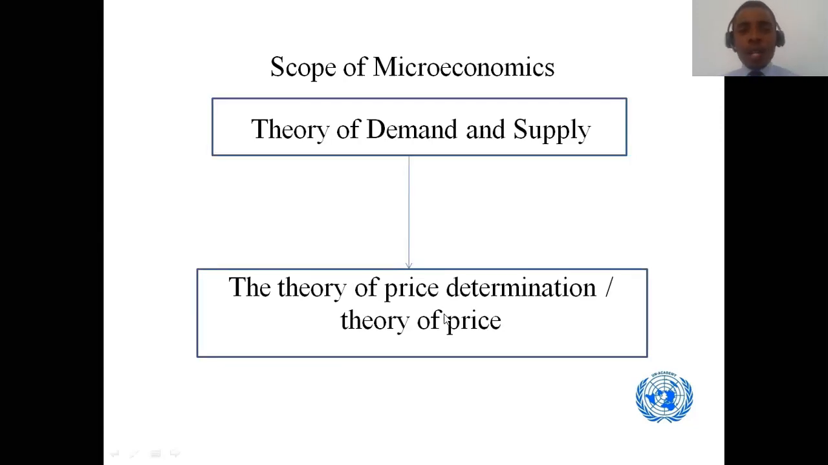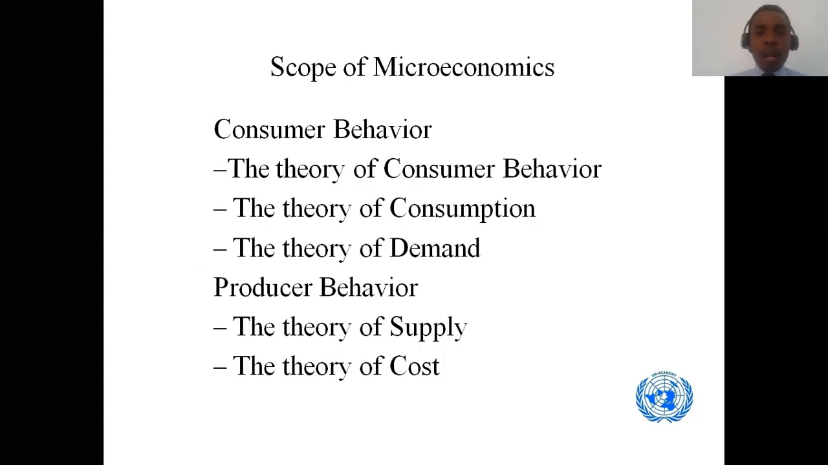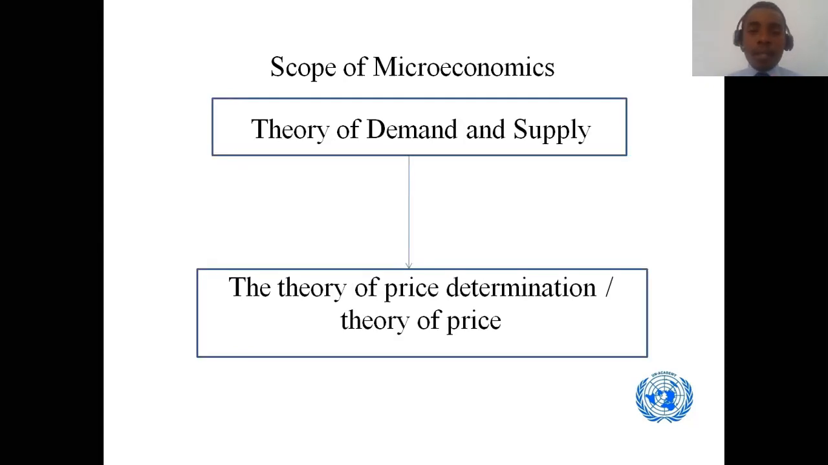So in the scope of microeconomics, I showed you the theory of consumer behavior, the theory of consumption, and the theory of demand. Under the theory of demand and supply, supply majorly has to come from the side of the producers, while demand has to come from the side of the consumers. Under the theory of demand and supply, you have the theory of price determination. For example, in demand, you know the law of demand. As prices go up, what happens? Demand falls. As prices fall, what happens? Demand increases. So it determines price.